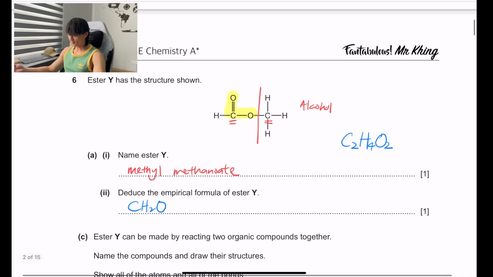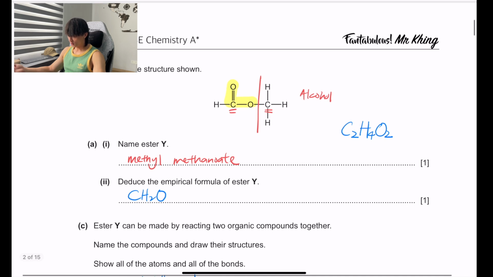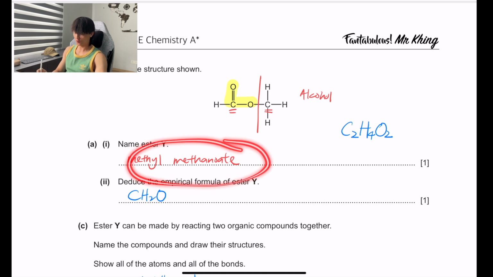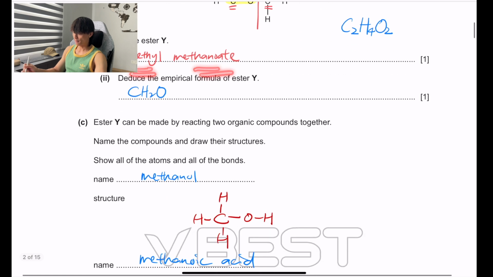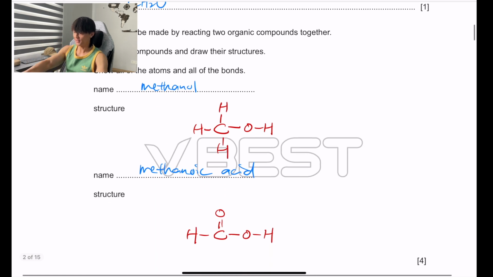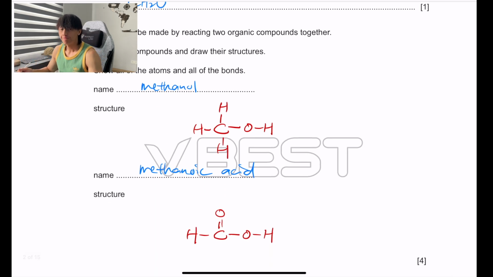And then next, draw the ester. An ester can be made by reacting two organic compounds together. So this is made from methanol and methanoic acid. That's it, from methanol and methanoic acid.